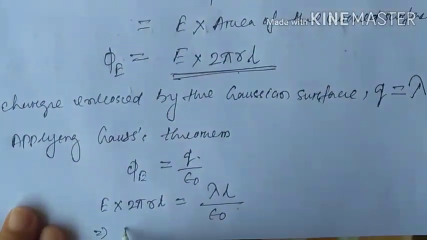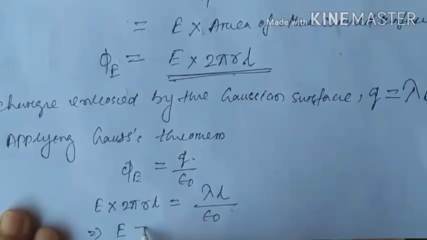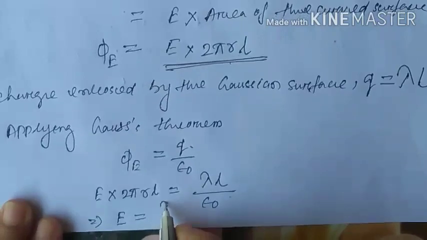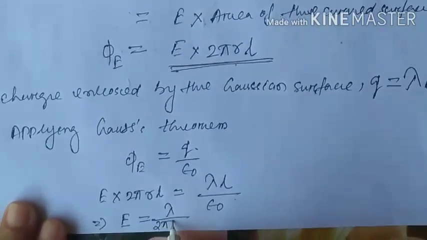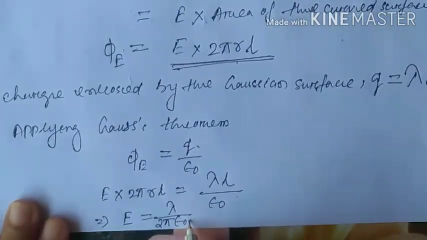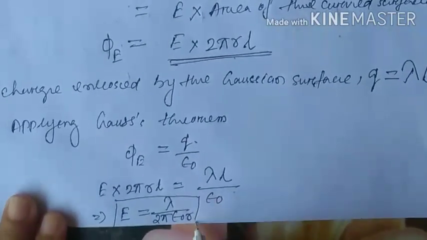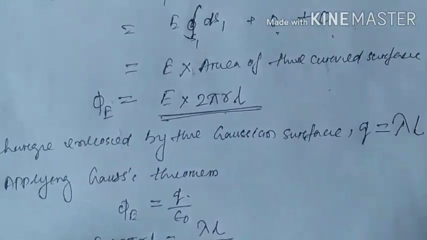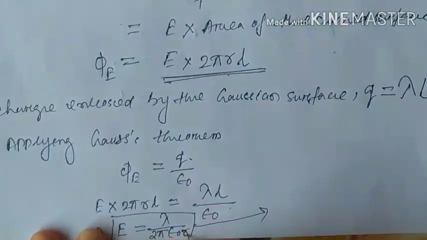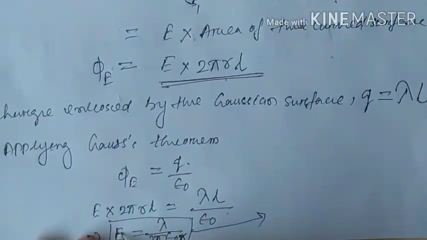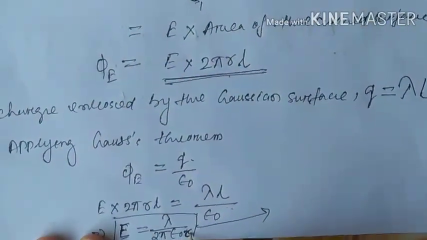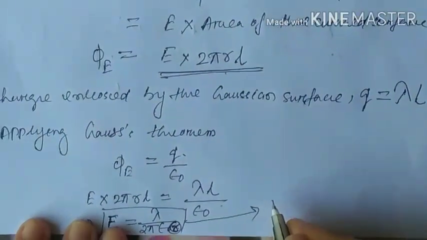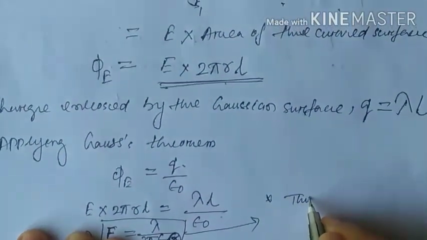Then our resultant electric field E is equal to, L getting cancelled, so how much is it? It is lambda by 2 pi epsilon naught R. So E is equal to this. Thus the electric field of a line charge, from here what we concluded? Electric field is inversely proportional to the distance from the line charge R. That point you mention here.